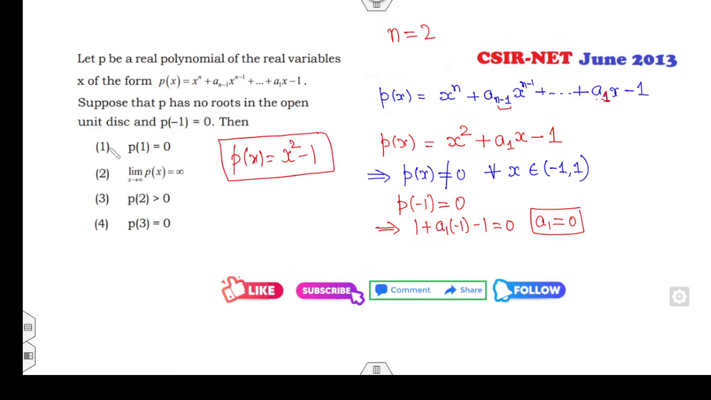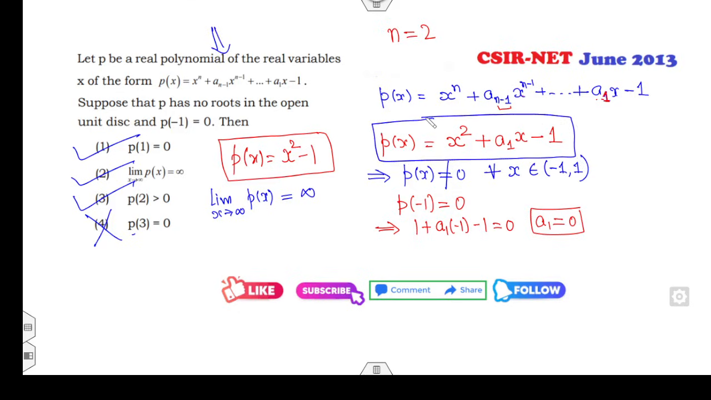Fine. Now look at that. P of 1 is 0, satisfied. Limit x approaches infinity of p of x is infinity, satisfied. P of 2 greater than 0, satisfied. P of 3 is not equal to 0. You can see that it's a very complex problem, but I simply changed it into a single variable.